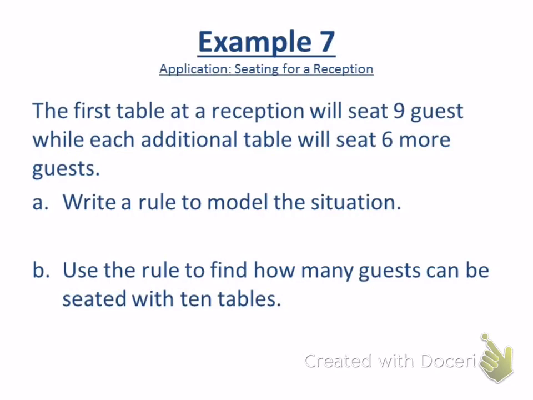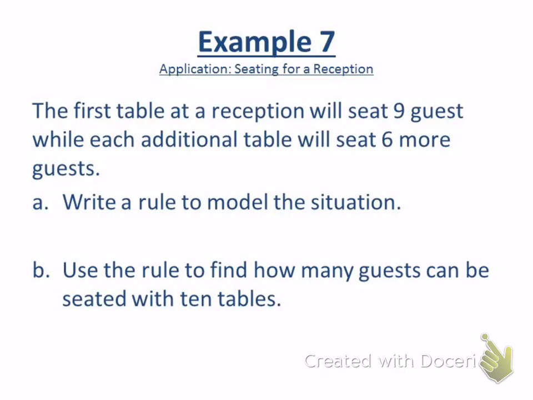Last one. The first table at a reception will seat 9 guests, while each additional table will seat 6 more guests. Right? Write a rule to model the situation.